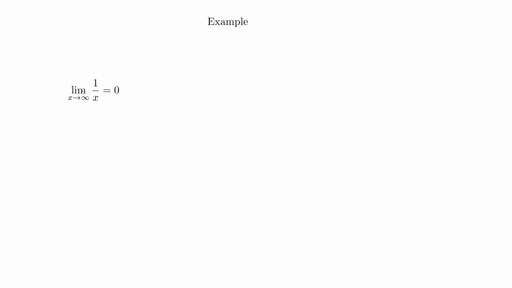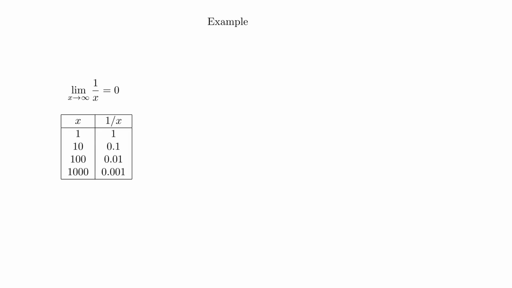A classic example is to consider the limit as x approaches infinity of 1 over x. And we should be able to see that this is going to be equal to 0. There's a couple ways we can do this. One is just to consider a table. If I consider various x values and plug them into the function 1 over x, well, 1 over 1 is equal to 1, 1 over 10 is 1/10, and so on. So the idea is as x gets larger and larger, 1 over x gets closer and closer to 0.